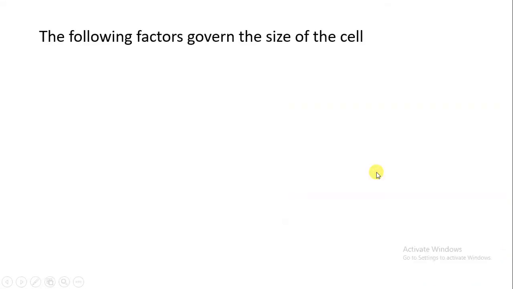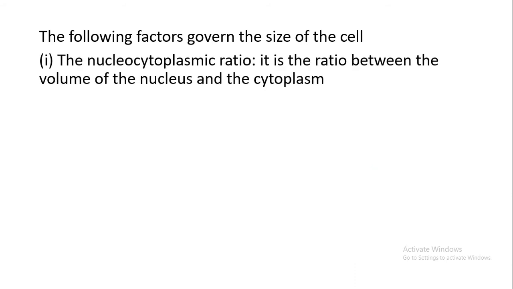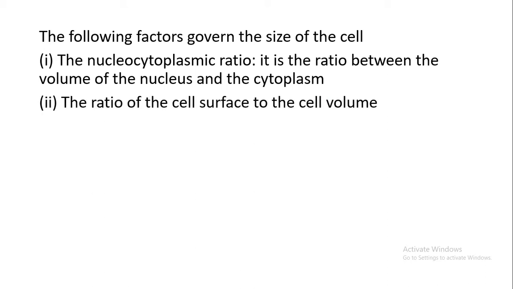So there are some factors which govern the size of the cell, like the nucleocytoplasmic ratio. This ratio is the one which is present between the nucleus and cytoplasm. किसी भी सेल में हो सकता है साइटोप्लाज्म का कंटेंट कम या ज्यादा हो. So that is why we call it nucleocytoplasmic ratio. कभी न्यूक्लियस का साइज ज्यादा हो सकता है साइटोप्लाज्म का कम, कभी साइटोप्लाज्म का ज्यादा हो सकता है न्यूक्लियस का कम. So it may vary. Even the ratio of the cell surface to the cell volume may differ. Even the rate of metabolism can also differ.